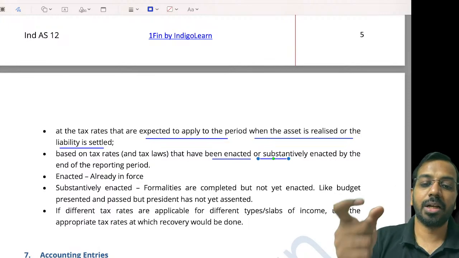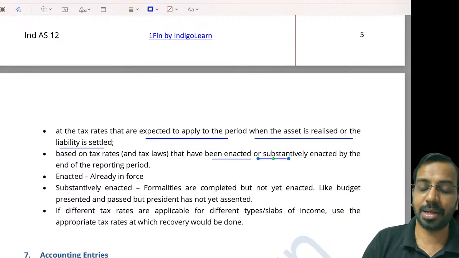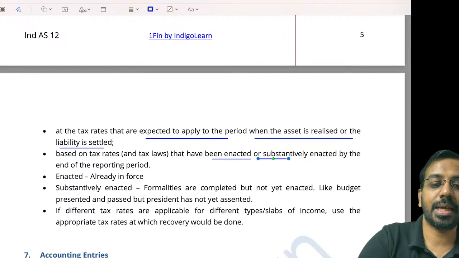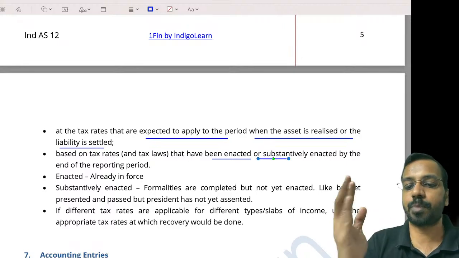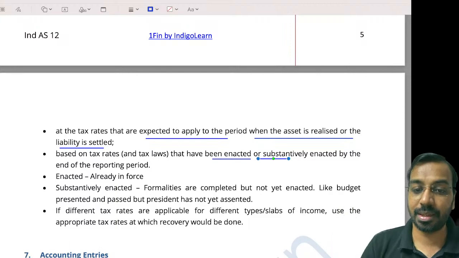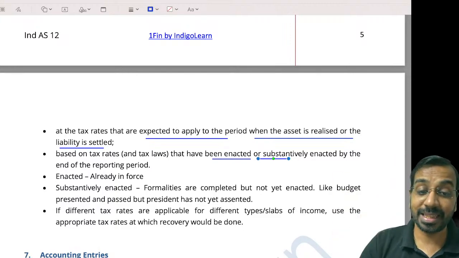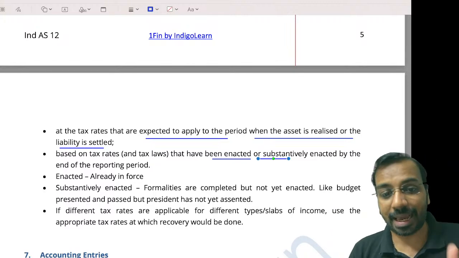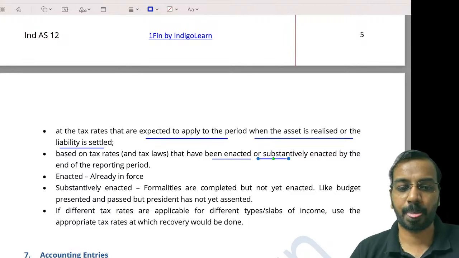Now, sometimes it may happen that your current tax rates are different from the future enacted tax rate or expected tax rate. You will use the tax rate which is expected to be enacted or substantively enacted for the future. For example, budget is passed, but the president has not yet given his or her signature, right? In that case, what you will say, it is substantively enacted, means most likely to get enacted.